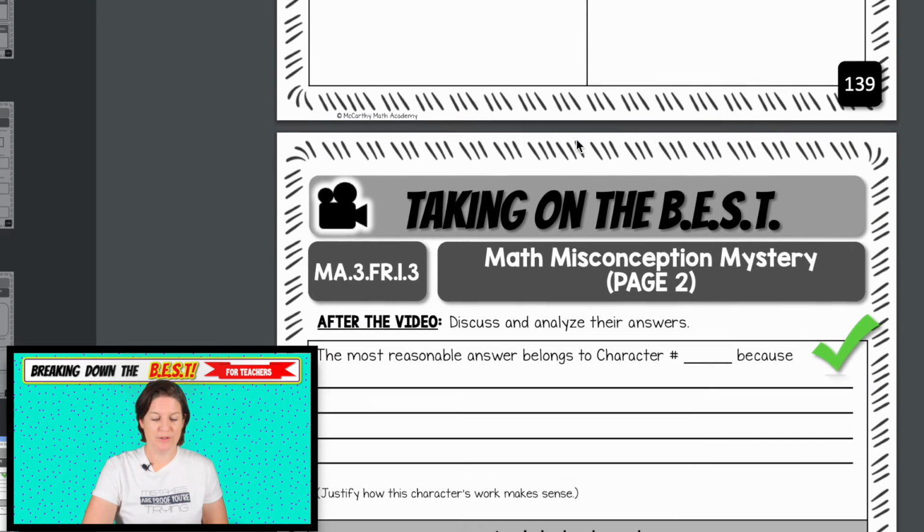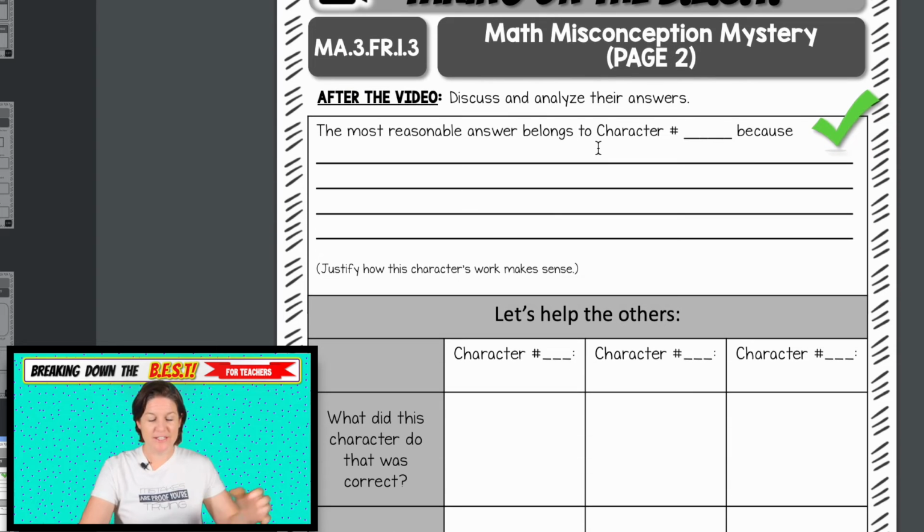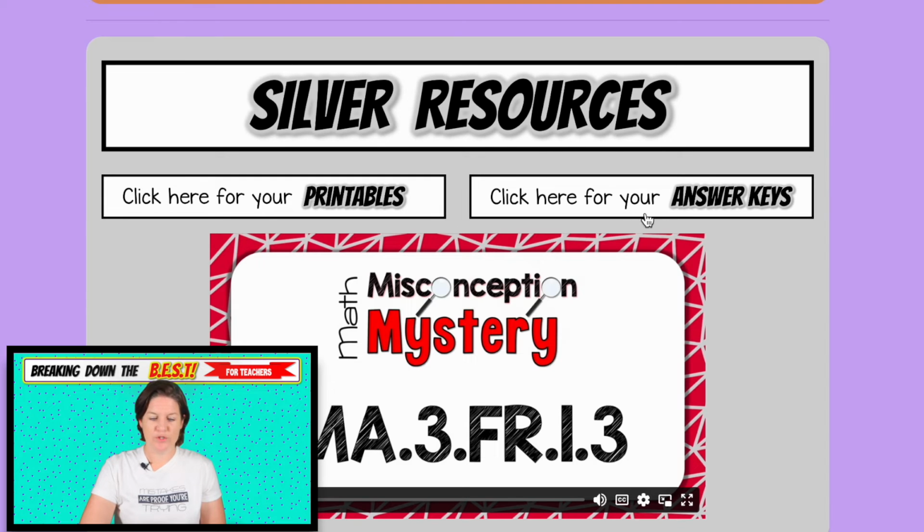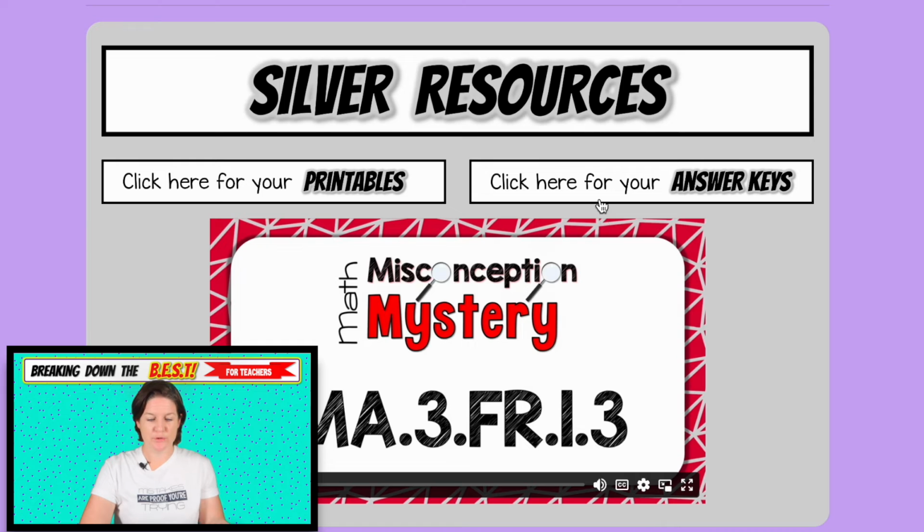They're super duper fun. And then they get to put on their thinking caps and really discuss and analyze the answers. Who does the most reasonable answer belong to? And also evaluating the work of the others. What did the characters who made a mistake do that was correct? Highlighting the important bits that they did do something correct. Identifying their error, and then understanding what they might need to know for next time. So they're super fun here. And of course, you've got the answer keys for all of your silver resources right there.